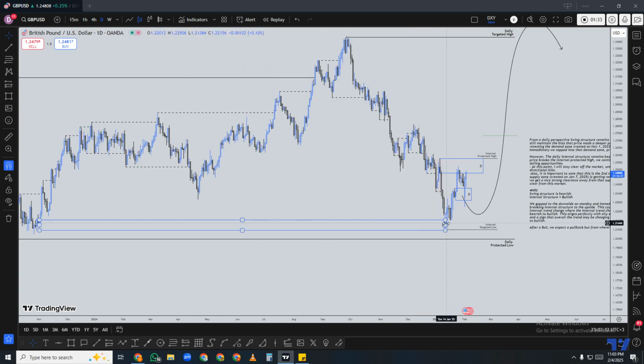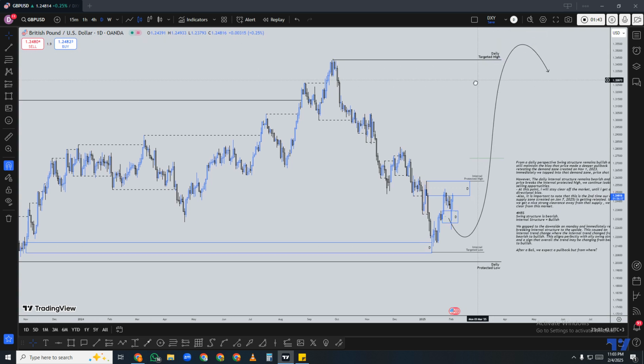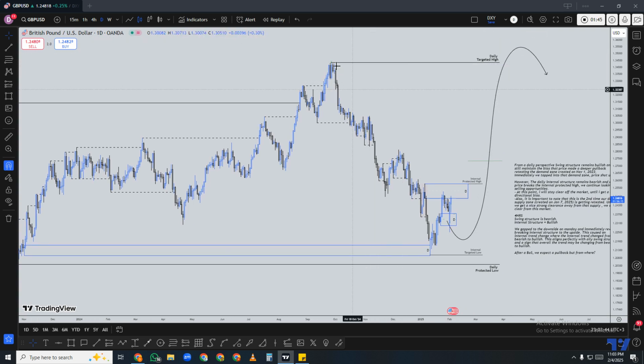Price made that deep pullback, and right now we may see that being the genesis of this move, targeting this daily swing high, and that is why you can see this curve illustrating exactly that. Okay, so we have that.